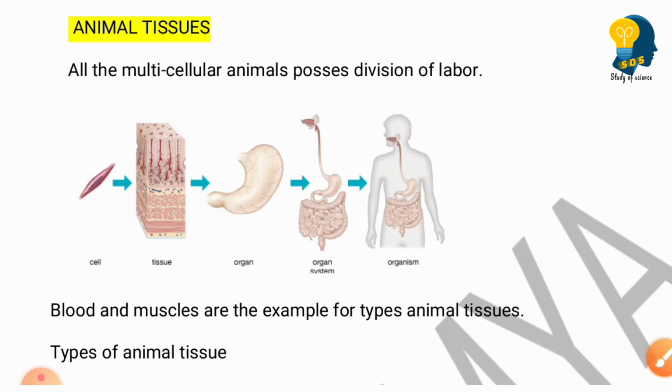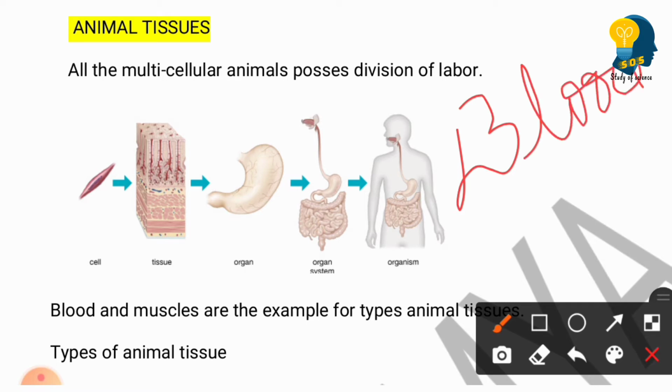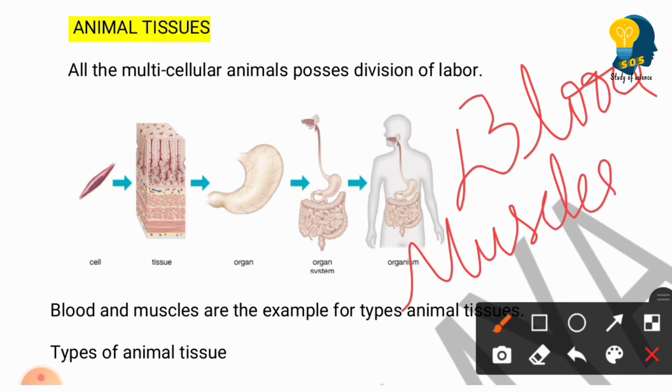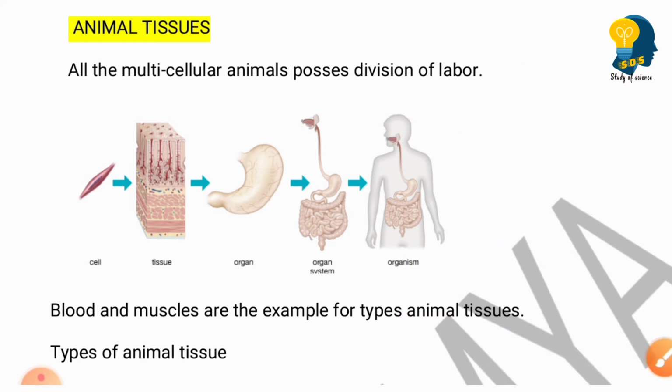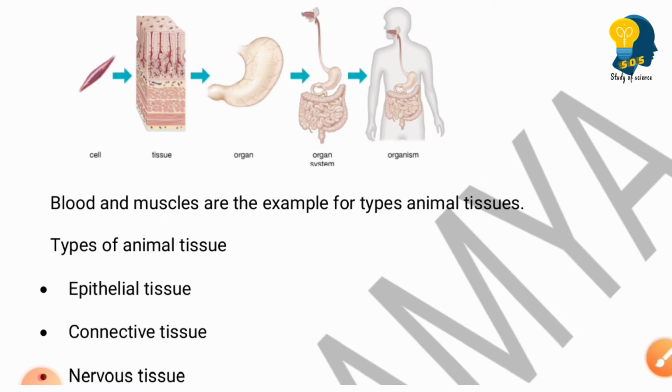So here, the blood and the muscles, they both are examples of tissues. On the basis of the functions they perform, the animal tissues are broadly classified into four types.